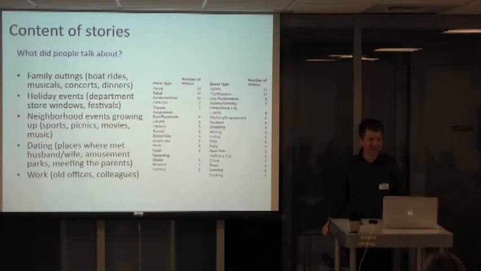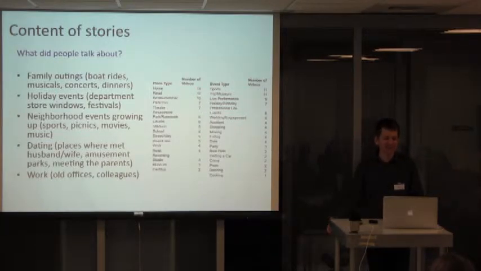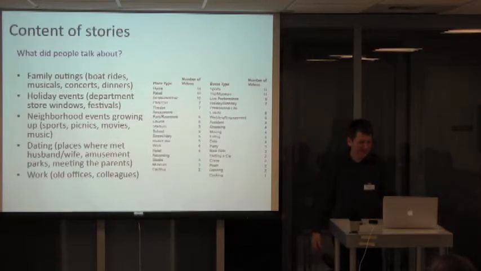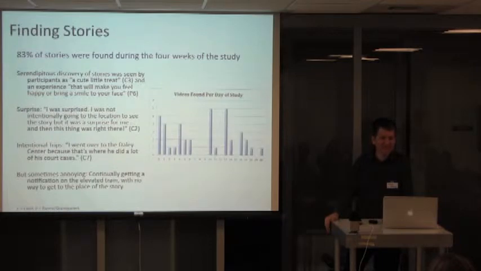So people were talking about all sorts of things. They talked about family outings, holiday events, neighborhood events from growing up, old sports leagues that they were in, or movies that they went to. They talked a lot about dating and their lives as a teenager in the city. And they decided their kids are in their 20s or 30s. They're old enough now to hear about these things. So for many of the kids, this is the first time they had heard this side of their parents' lives. And they talked about work. And you can see some of the details of what they talked about here. But they talked about basically their life growing up in all different aspects.